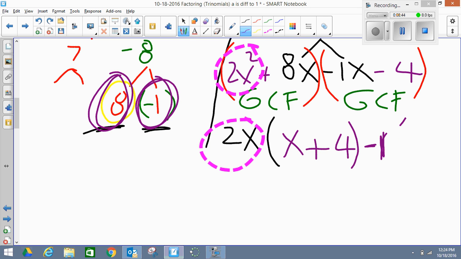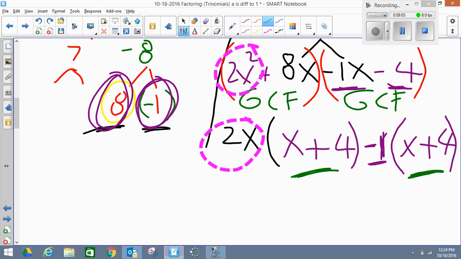Now I open parenthesis. -1x divided by -1, positive x. -4 divided by -1, positive 4. Now, how do I know if I'm doing this right? The two parentheses have to be the same. If they're the same, that means my process is right.